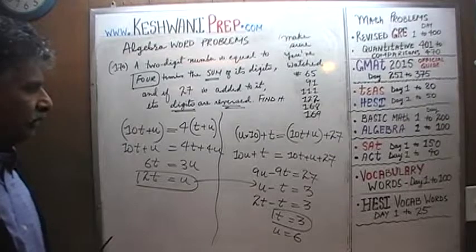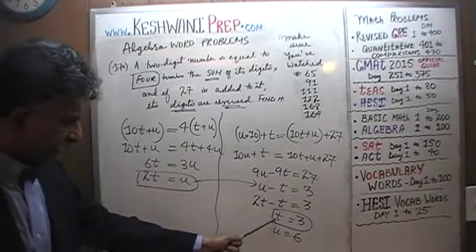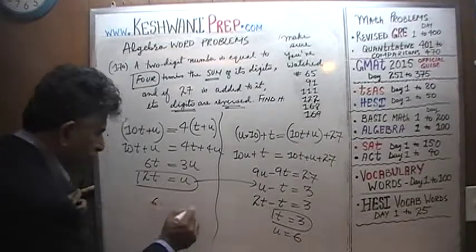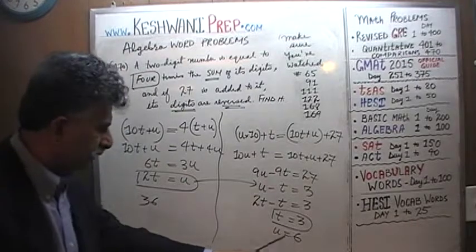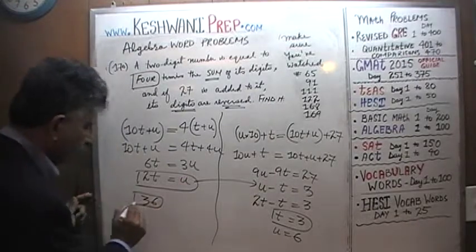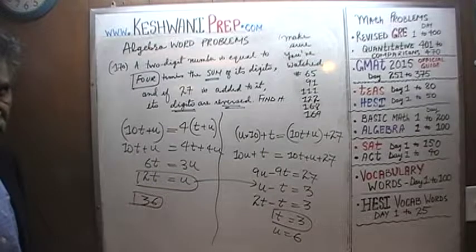So what was the number that they're looking for? The 10 digit is 3, and the unit digit is 6. 36 is the number. And it only takes a few seconds at this point to actually verify our work, which we're going to do right now.